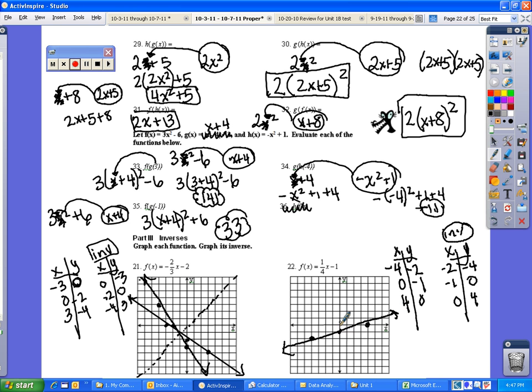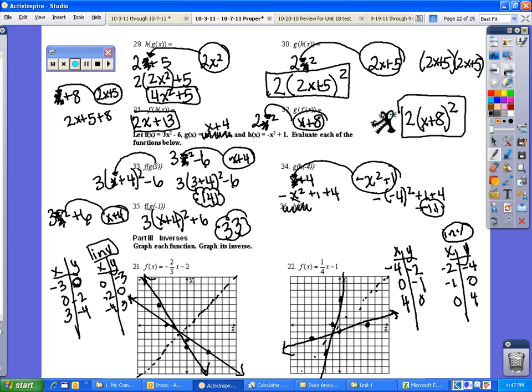So now let's graph these. Negative 2, negative 4. And then negative 1, 0. And then 0, 4. And then again, you can see how that is very much a reflection over that line y equals x.